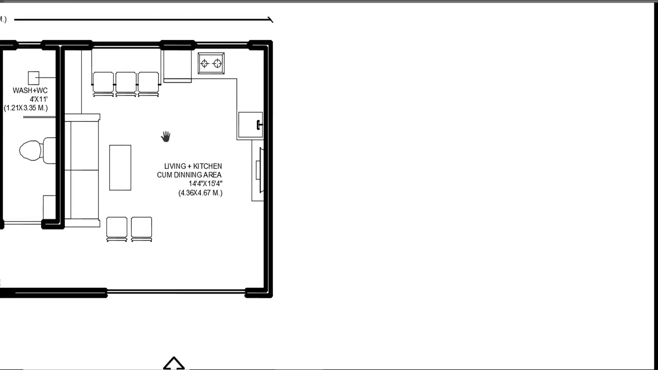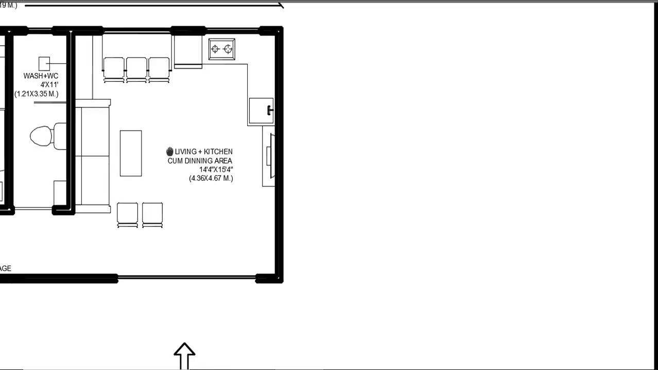So we have a living plus kitchen cum dining area. You can see here the sofa arrangement, tea table arrangement, chair arrangement, TV on the front wall, kitchen cabinet with burner, sink and refrigerator arrangement. Also on the left side we have a dining counter with 3 chairs and a library section, and 2 large size windows for ventilation and light purpose of this area. After that we'll go inside.